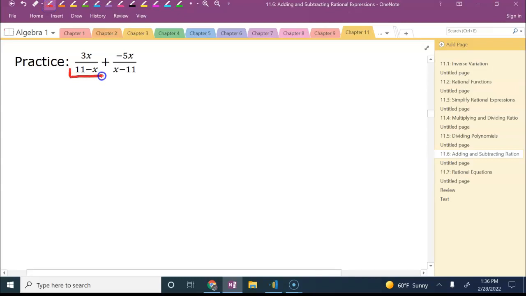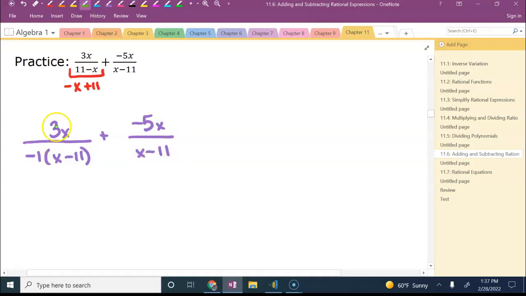So again, what I would have started with is I would have actually switched the first one around because I like the letters to come first. So this would say negative x plus 11. Then I would factor out that negative 1. That way it says x minus 11, like it does on the second fraction.